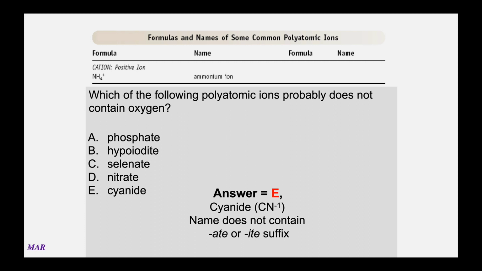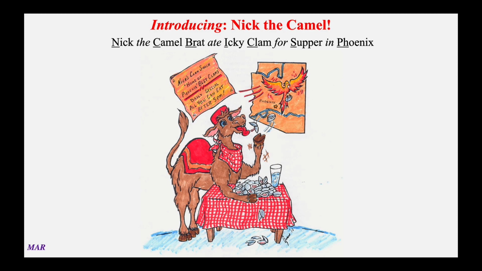Nitrate would have nitrogen, but cyanide does not have any oxygen, no ATE or ITE ending. Another way to learn the polyatomic ions is to use the little expression related to Nick the Camel. And the expression is, Nick the Camel brat ate icky clam for supper in Phoenix. And you're like, okay, that sounds pretty disgusting.